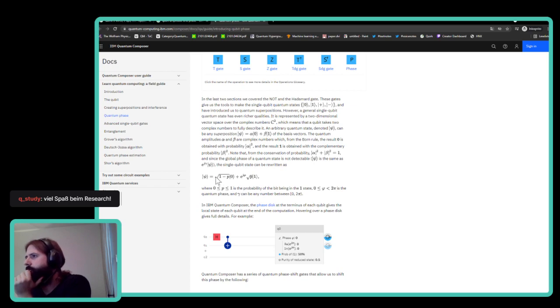So okay, I can actually use that. I can just use the phase, right, and the probability, because then I can compute it like that. That is a valid representation of a qubit.